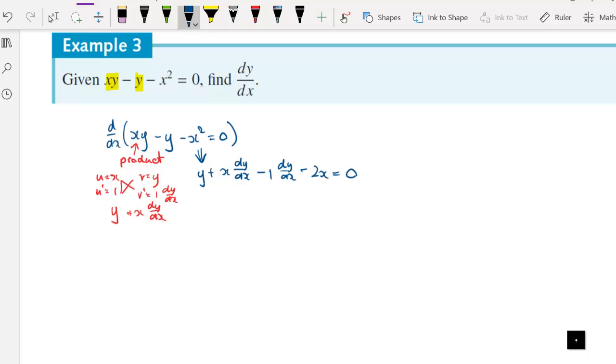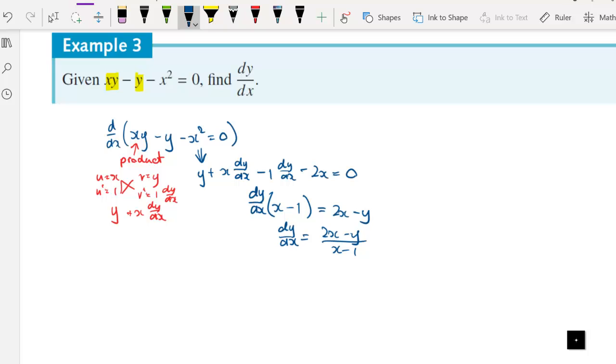Now, if we keep all the dy/dx's on one side, and we take the common factor, being dy/dx, and we move everything over to the other side, we end up with dy/dx, and we have x take 1 attached to the dy/dx terms. And on the other side, we will have 2x take y. So we've added 2x to both sides and subtracted y from both sides. dy/dx will then be equal to 2x take y over x take 1 when we divide by this bracket.